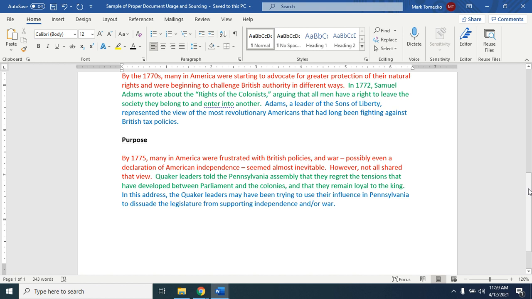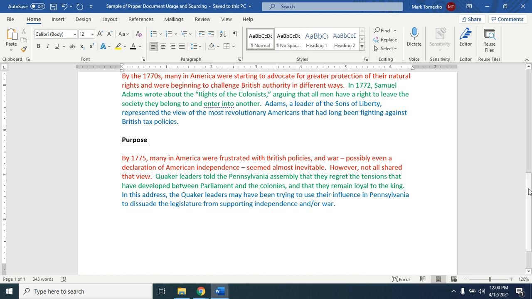So right here, this could be part of a complex understanding. I'm arguing that by 1775, we're heading towards war and independence. But now I'm pointing out that not everybody shares that view. Now, I'd have to do more than just maybe use this one document. Maybe here I bring in outside evidence, talk about loyalists and others who do not want to head down this road. So this could be my complex understanding. But anyway, back to how you use purpose as a way of sourcing.